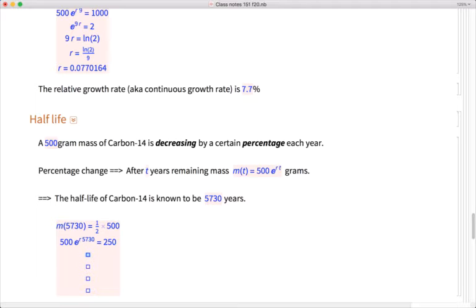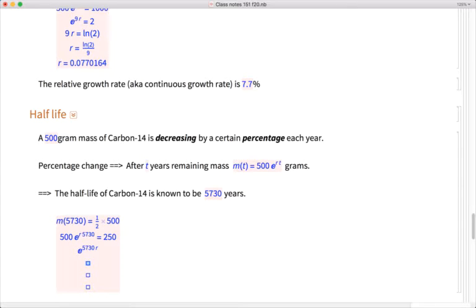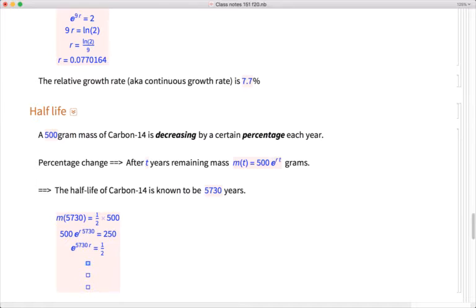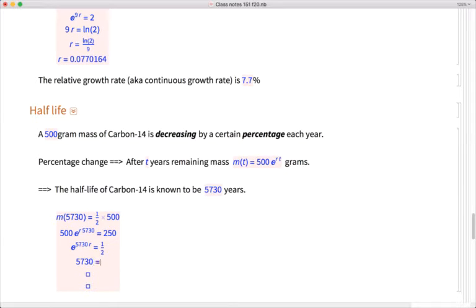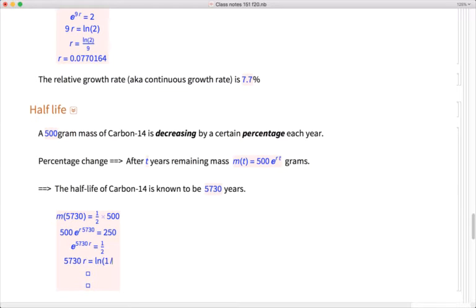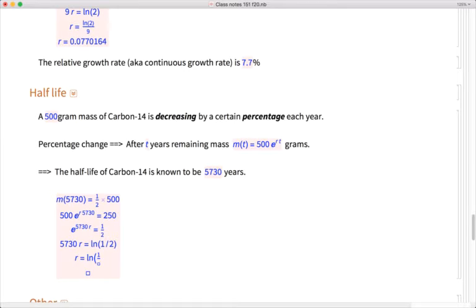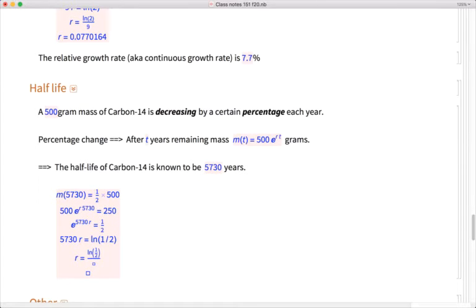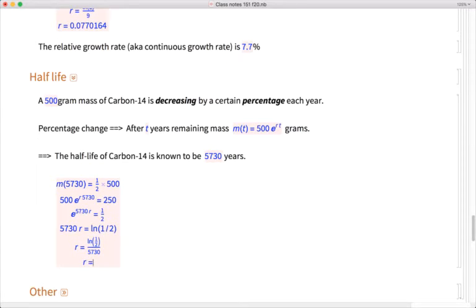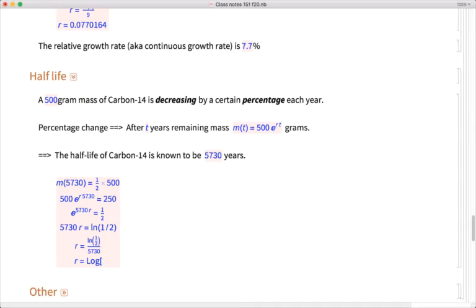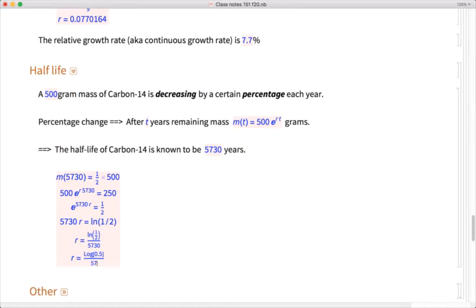Since it's hard to see that constant following the R, I'll turn that around. Divide through, this is a half here. Natural log: 5730 R equals natural log of half. So R equals natural log of half divided by 5730. All right, now let's try to get that as a decimal: natural log of half divided by 5730.